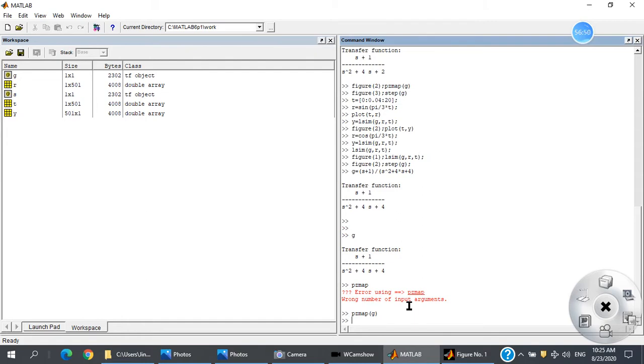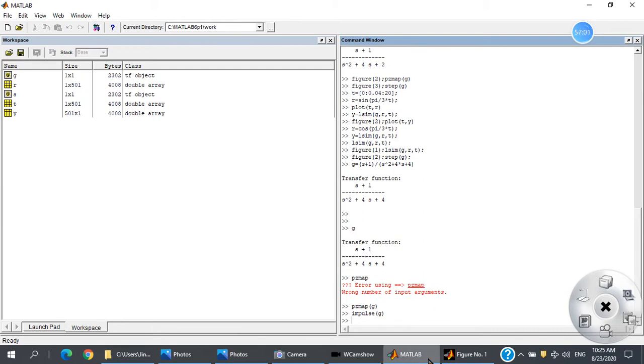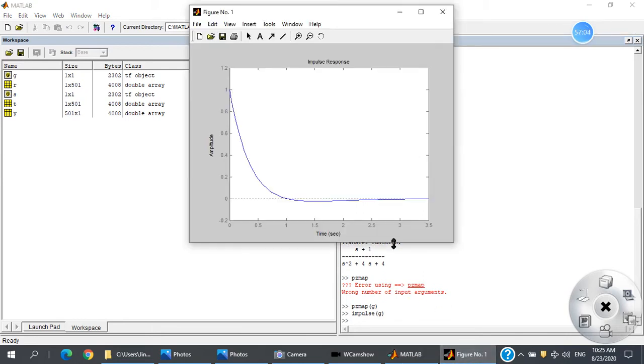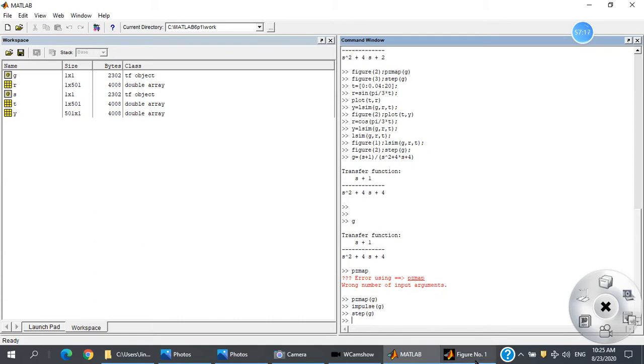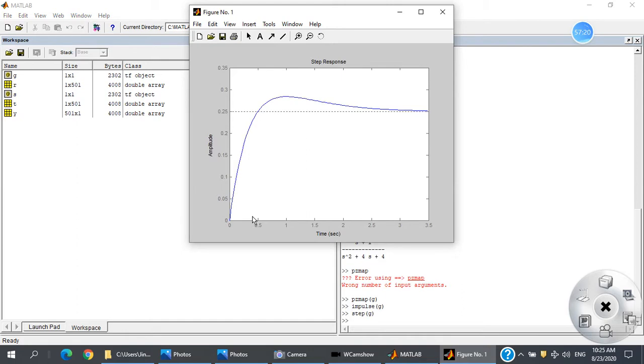We have the impulse response, impulse of G. It's from 1 then going down to the negative side and then coming back, finally going to 0. This is the impulse response. And the step response. It's going up, goes over, then comes back, and finally comes back to 0.25, right?